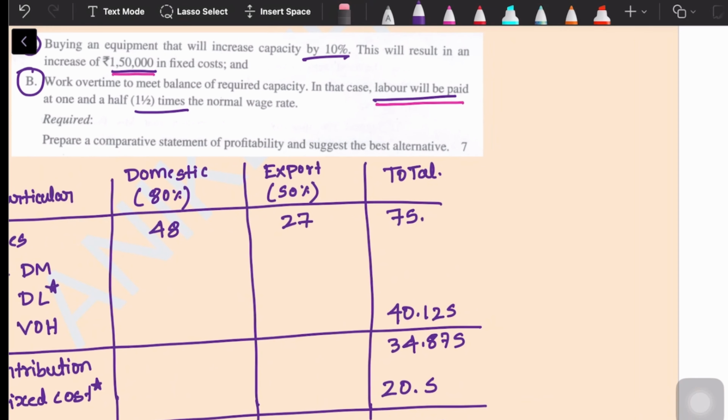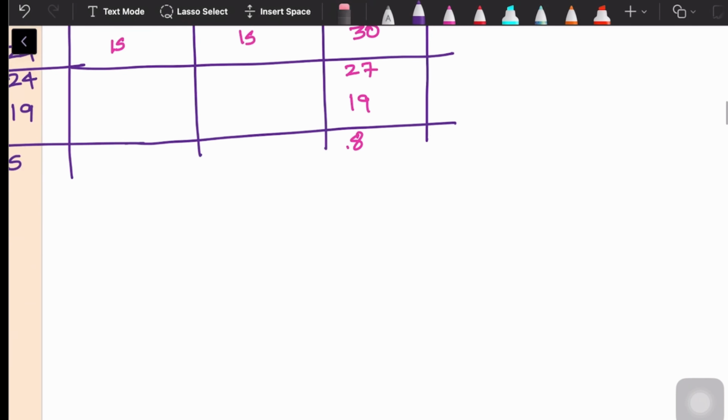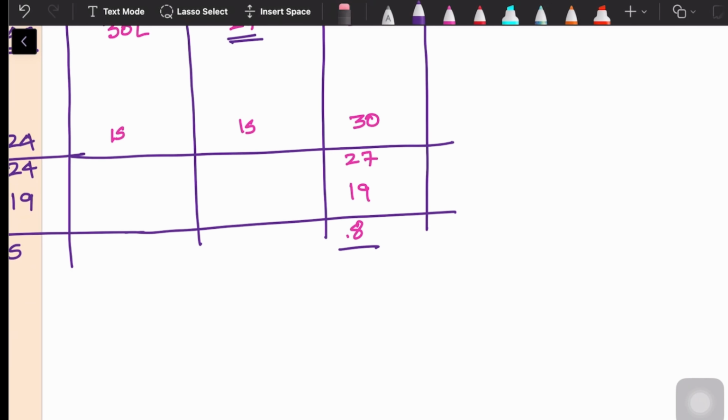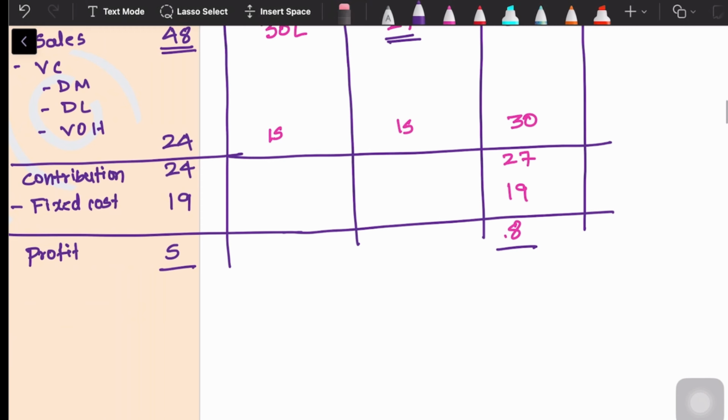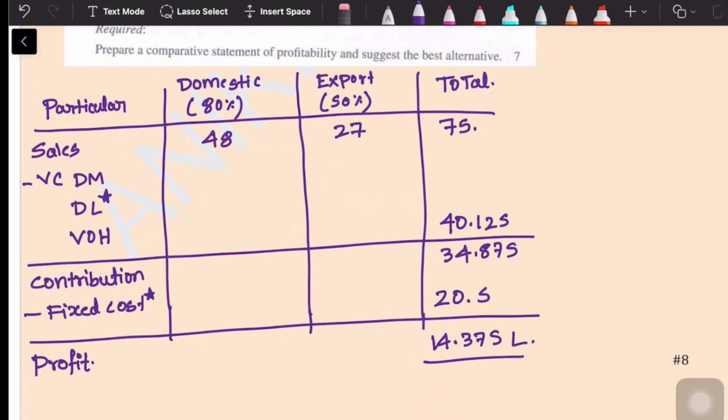Now after this I have to make a comparative statement saying what is the option and what is the profit. So when I compare, option 3 is 14.375 lakh, which is the highest. Then option 2 is 8 lakh and option 1 is 5 lakh. So I will go with option 3, which is I buy additional equipment, incur extra fixed cost, and for remaining capacity I work overtime and pay labors at 1.5 times.